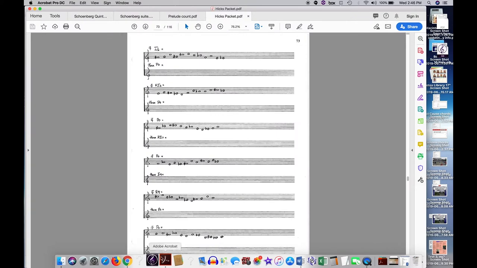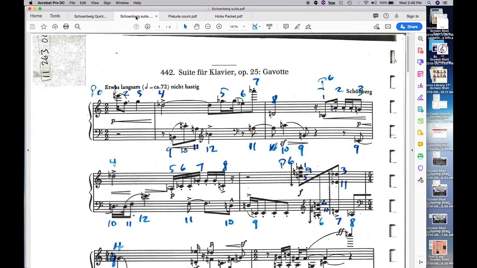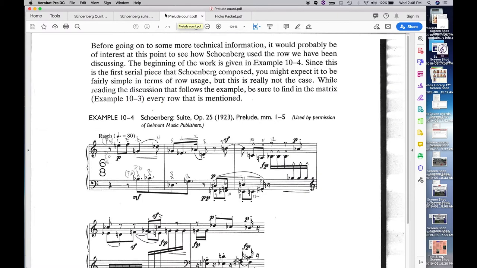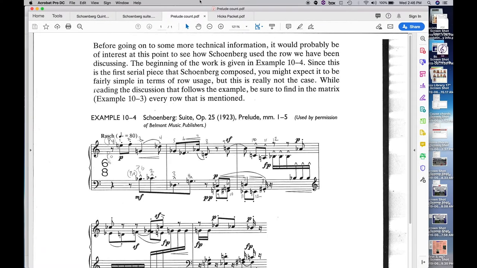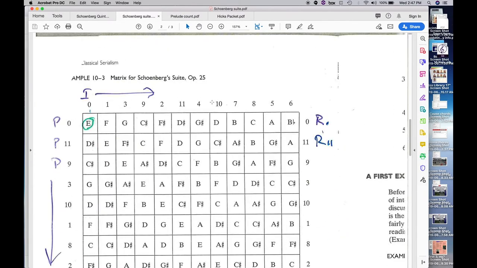Anyway, let's look a little bit at some of the movements of the suite. Let's see what we got here. Okay, so here's what we would call a 12 count of Schoenberg's Prelude from the Suite, Opus 25. And let me see if I also have. What do I have here?